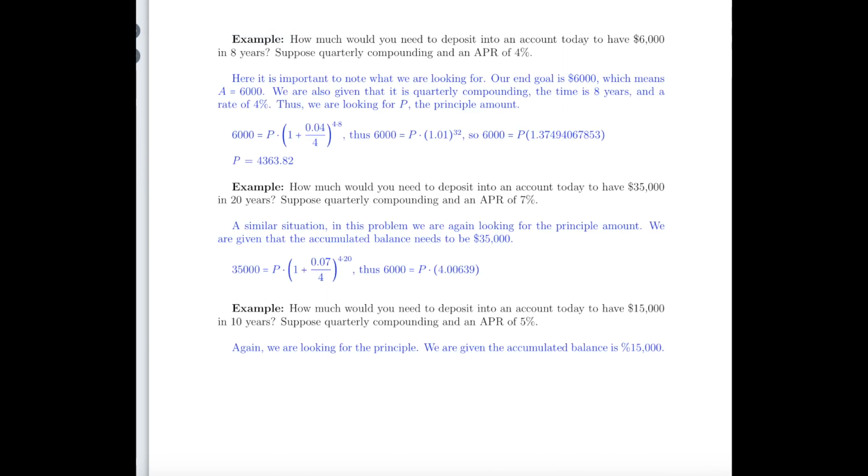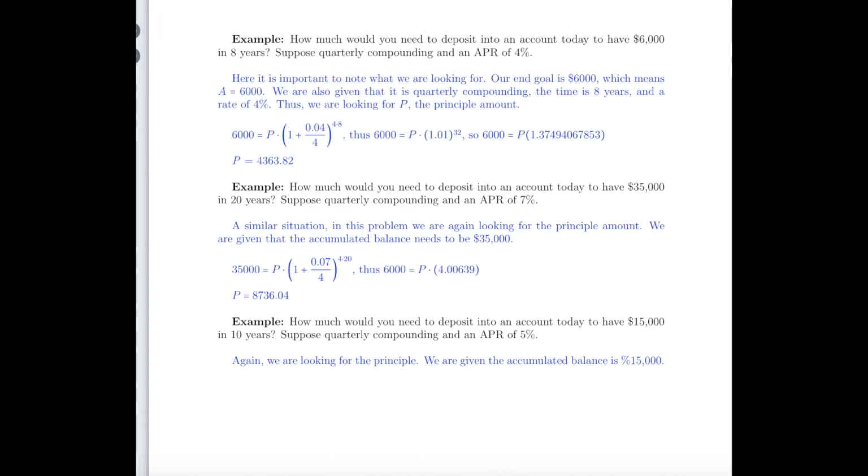Okay, here's the solution. Kind of. So this is the work. Here's how I filled it into the formula. Since the APR was 7%, that gets 0.07. Since it's quarterly compounding, we're dividing by 4. 4 times 20 because it's 20 years and quarterly compounding. And then $35,000 is our accumulated balance. Put that all into your calculator. You should get this number, $8,736.04.